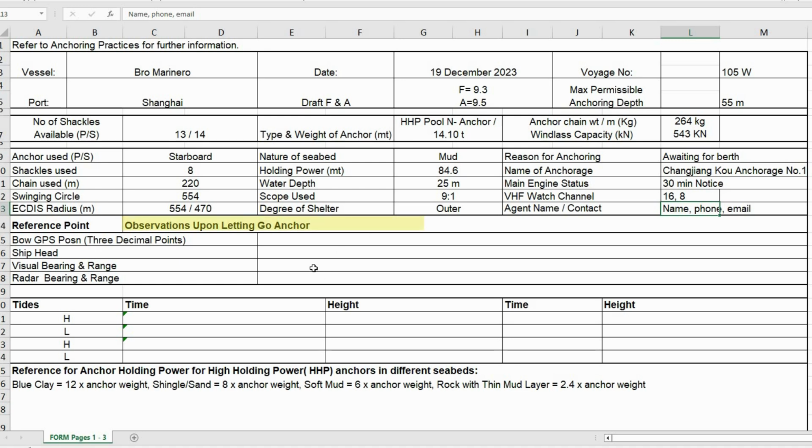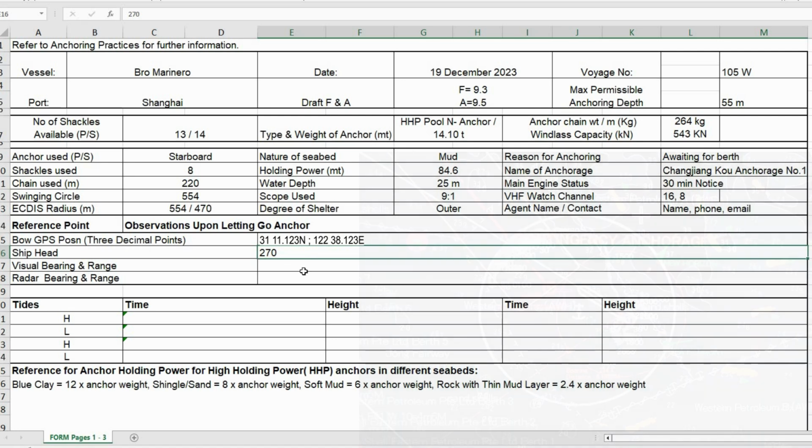Observations upon letting go anchor. Bow GPS position. Plot a bow GPS position with accuracy 3 decimal points to know exact position where the anchor is dropped. Ship head. As with paper charts, you need to know ship's heading and distance from the bridge to the bow, for the purpose to know where the anchor exactly dropped.